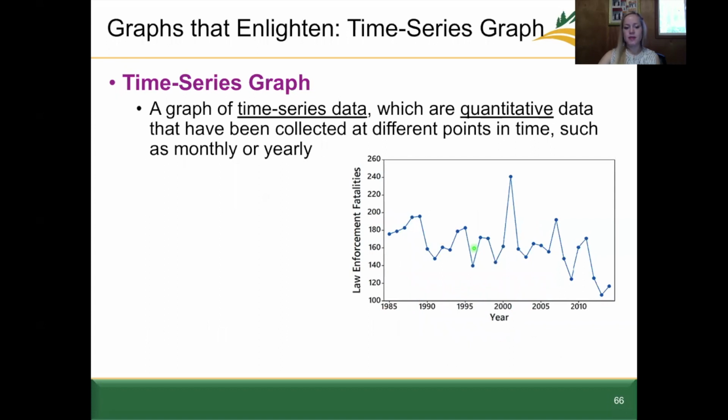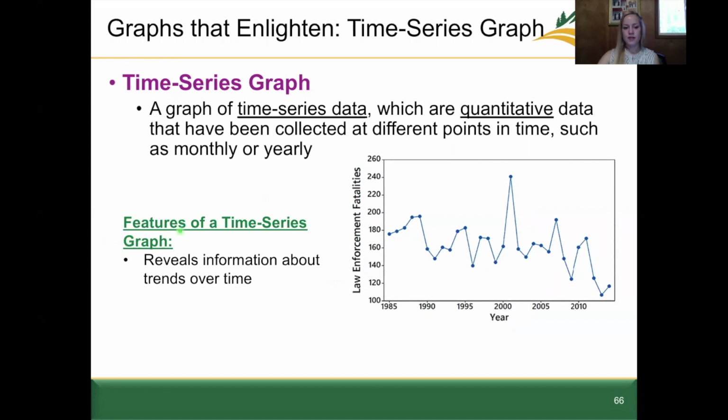Next, we have a time series graph. So a graph of time series data, which are quantitative now, that have been collected at different points in time, such as monthly or yearly. So a feature of time series graphs, it reveals information about trends over time. So here's an example. We can plot years on the x-axis. So we go from 1985. Our next tick mark here on the x-axis is 1990, so 5 years later, so on and so forth.